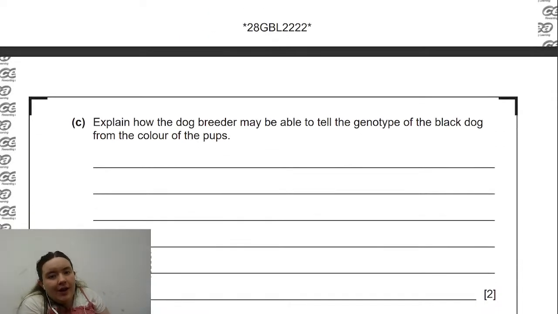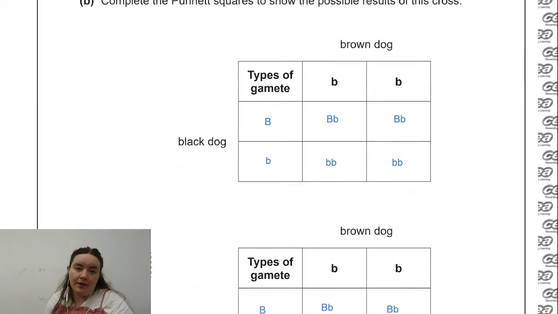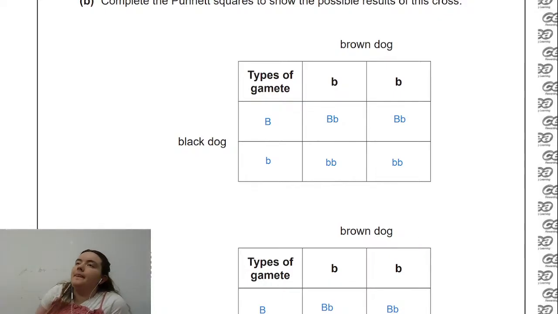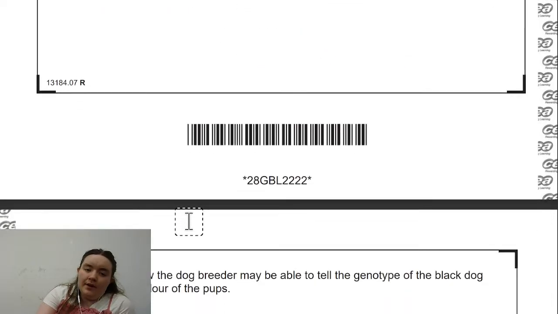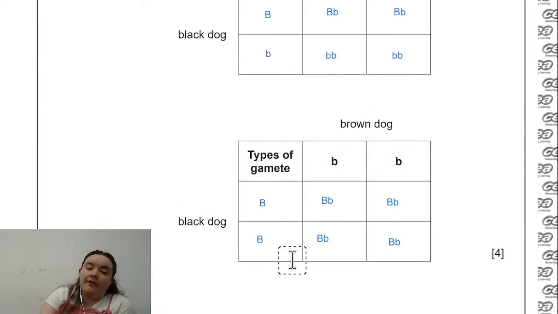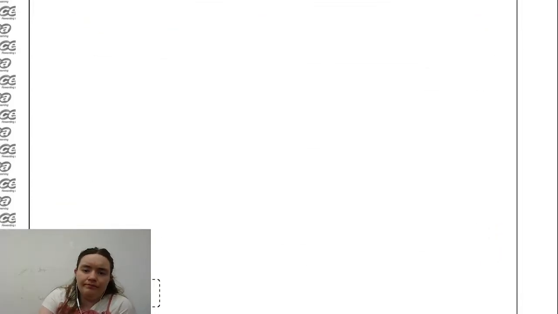So explain how the breeder may be able to tell the genotype of the black dog from the color of the pups. Well, basically, you would expect 50% of the pups for the heterozygous alleles to have brown fur and 50% to have black fur, but you would expect 100% of them to have black fur if it was a homozygous allele. So homo means same, hetero means different or across.